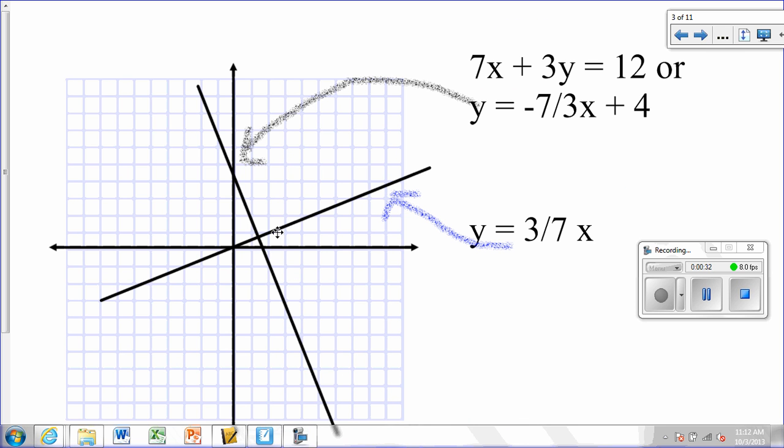These lines are perpendicular. They meet to form a right angle. The line to the left, the equation is 7x plus 3y equals 12, or in slope-intercept form, y equals negative 7/3 x plus 4. The lower line over here is y equals 3/7 x. Again, take a look at them, see if you notice any similarities between the two equations, particularly when this one is in slope-intercept form.